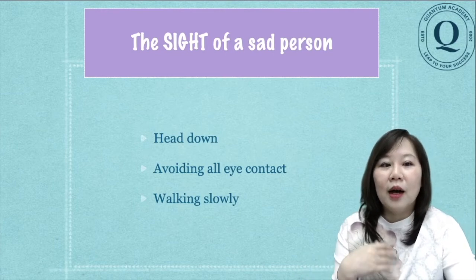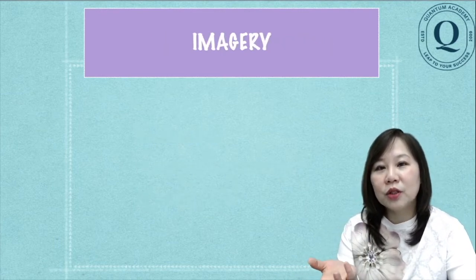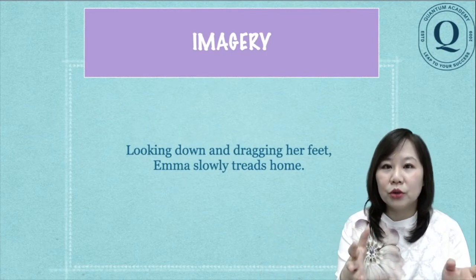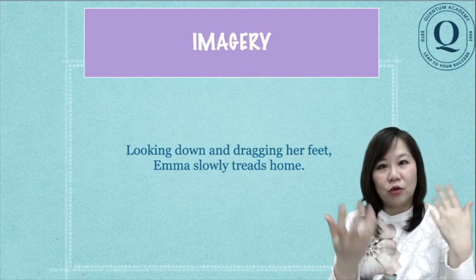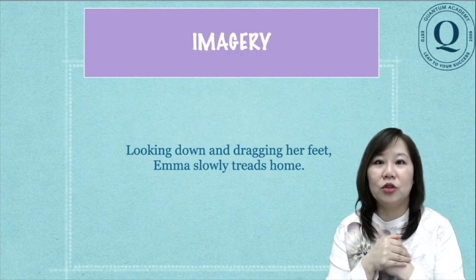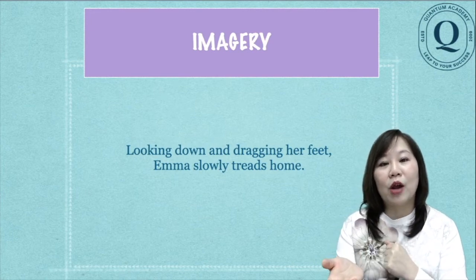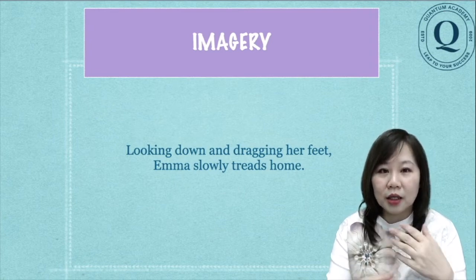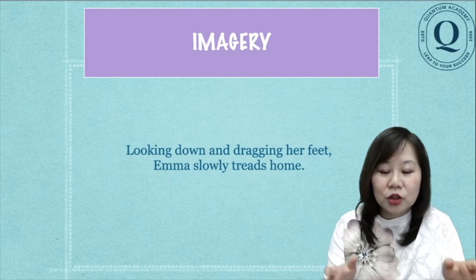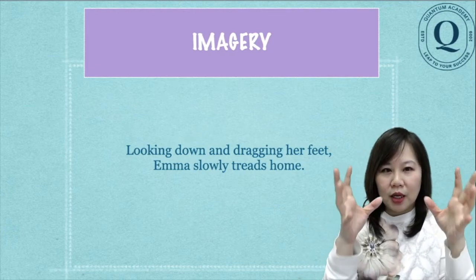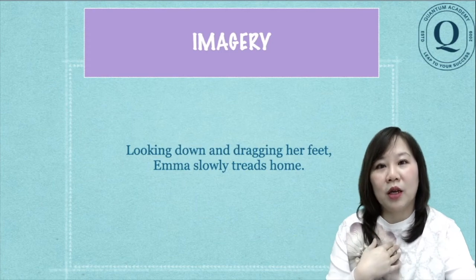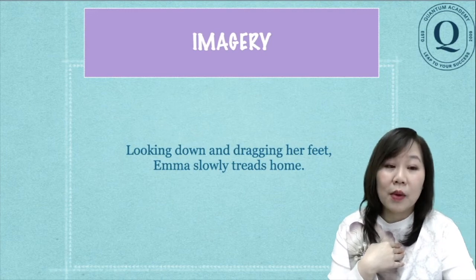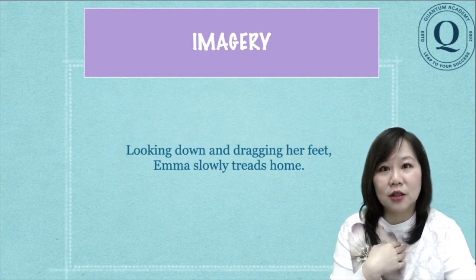Okay, now when we use the imagery in that sentence, we can change from Emma is sad to this new sentence describing more of what she looks like when she's sad. So, looking down and dragging her feet, Emma slowly treads home. So this tells you, okay, she's looking down and she's dragging her feet. So you're describing it through sight, what I see. And then she's slowly walking home. And the verb choice is actually quite important. Here we choose tread. And we'll talk about that a bit more in our other sessions.